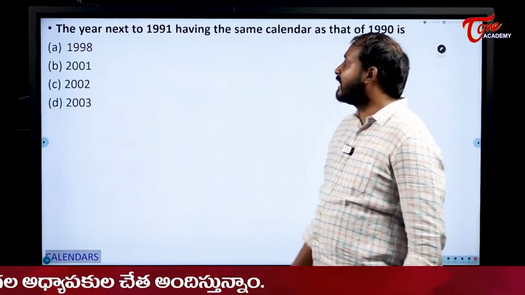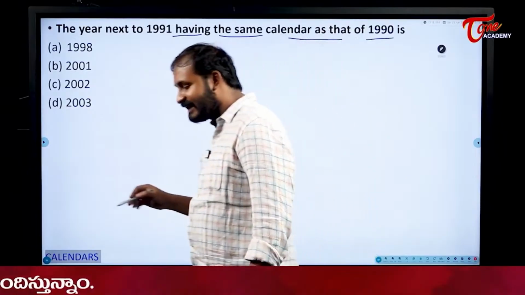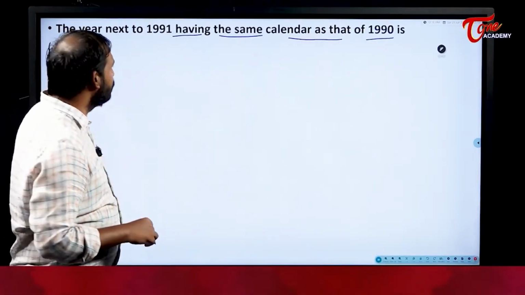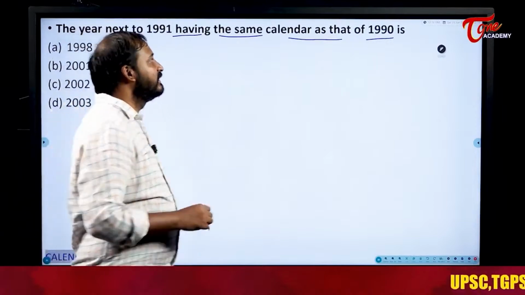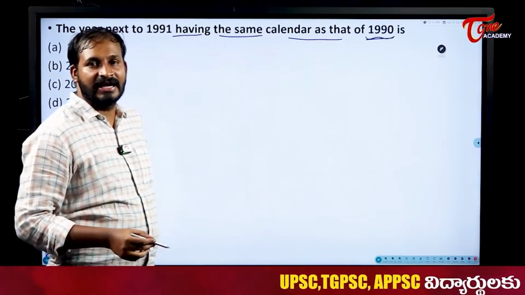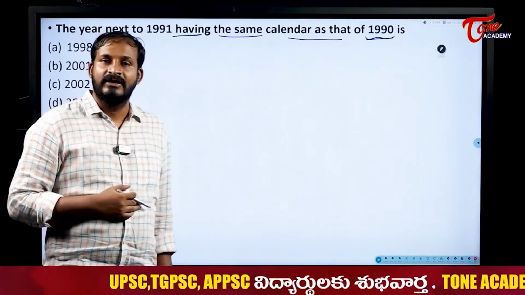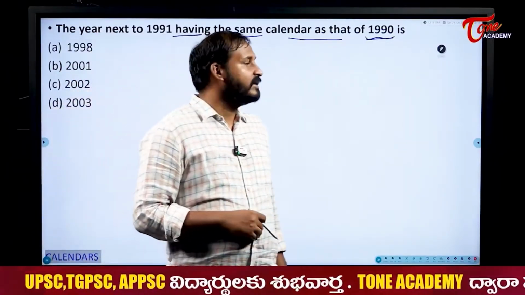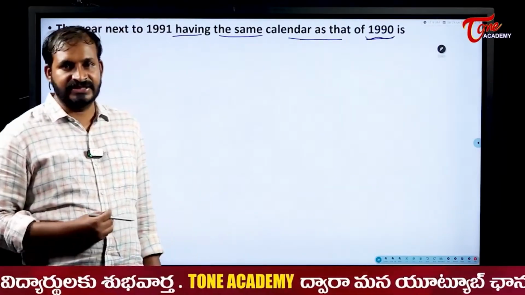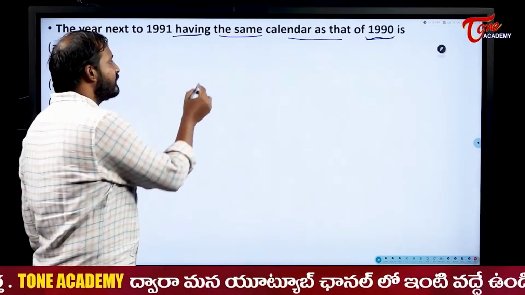Next one. The year next to 1991 having the same calendar as that of 1990 is? Yes, this is the trickiest part. I told you, right? I need the calendar of 1990 to be reused. Actually, students, here our logic will work. Why? The reason is very simple: 2000 is a leap year. Here we don't have any disturbance. But still my suggestion is to solve it carefully.